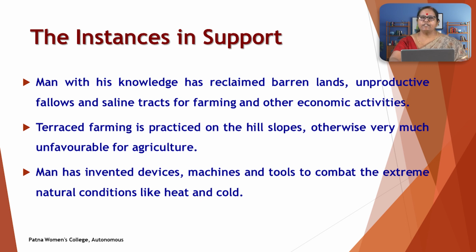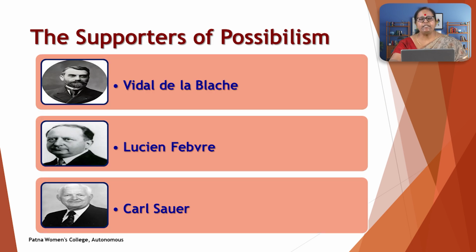For example, if mountainous areas are not suitable for agriculture, that is what the supporters of determinism say. So man has utilized, man has applied knowledge, man has applied techniques, and with the support of terraced farming, the hill slopes, otherwise very unfavorable farming lands, are turned into profitable agricultural belts, agricultural tracts. Vidal de Blache, a French geographer, is considered the pioneer of the concept of possibilism. Then Fabre, Carl Sauer, these are also very well-known supporters of the concept of possibilism.